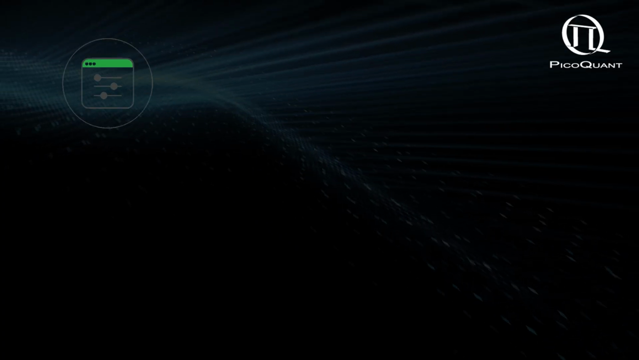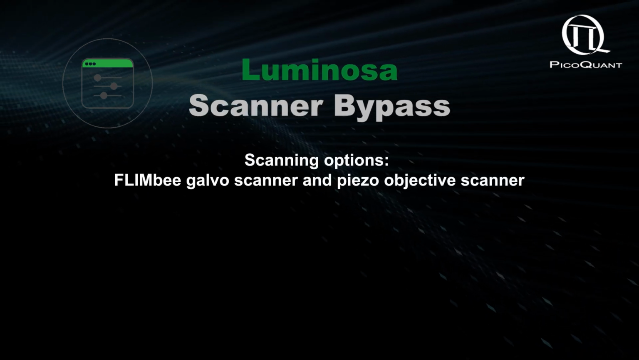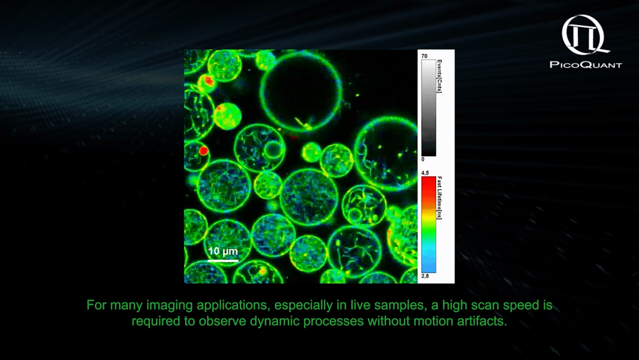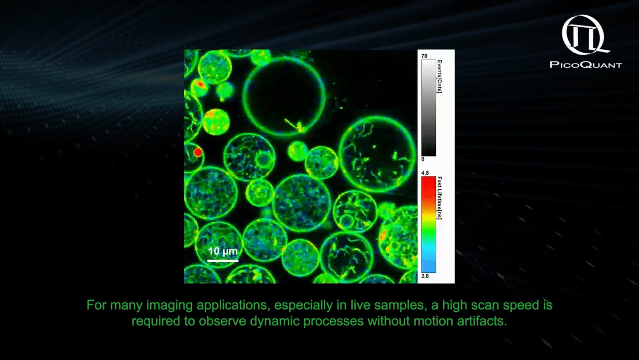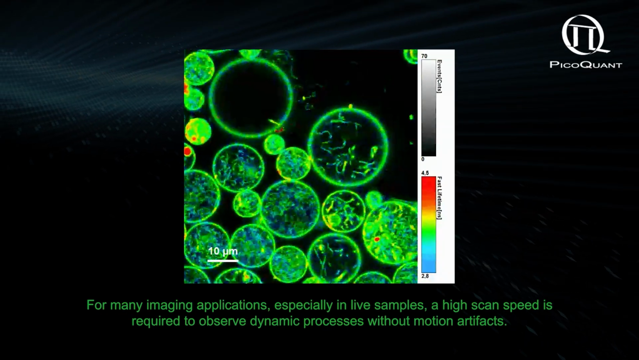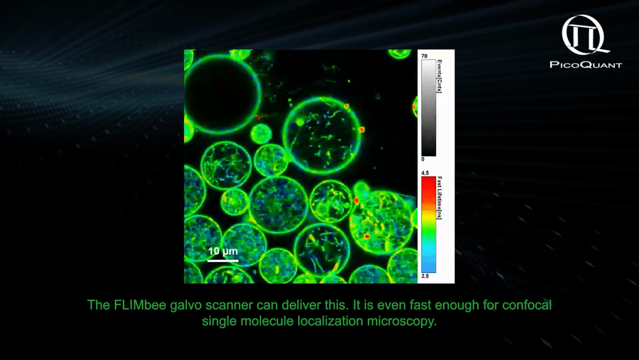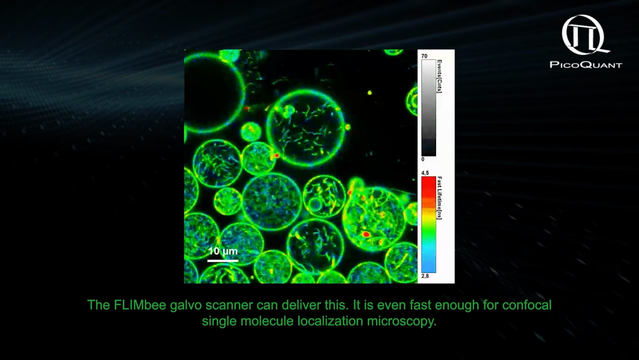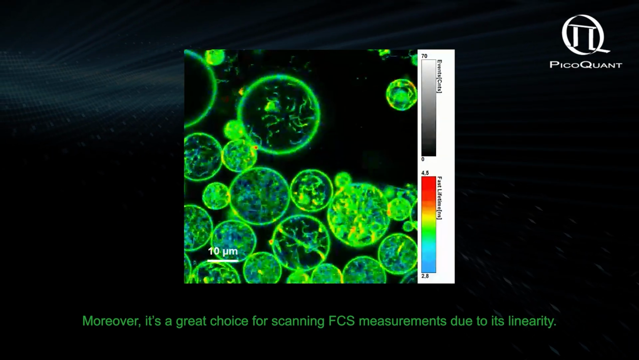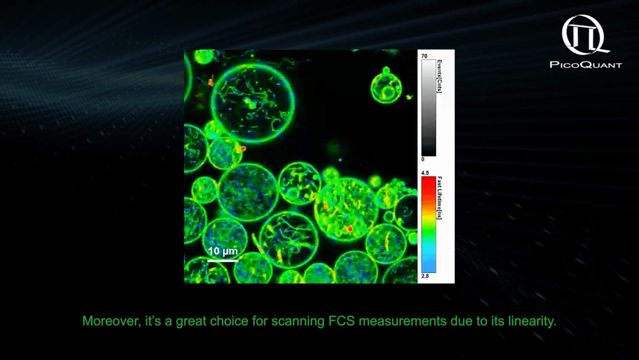Luminosa can be equipped with both a Flimby Galvo scanner and a piezo objective scanner. You can easily switch between both within a few seconds. For many imaging applications, especially in live samples, a high scan speed is required to observe dynamic processes without motion artifacts. The Flimby Galvo scanner can deliver this. It is even fast enough for confocal single-molecule localization microscopy. Moreover, it's a great choice for scanning FCS measurements due to its linearity.